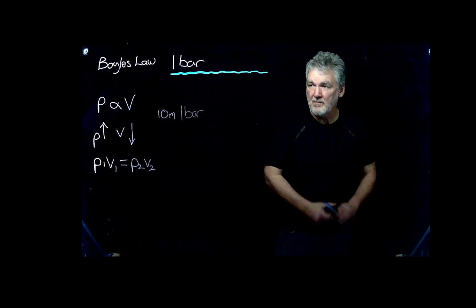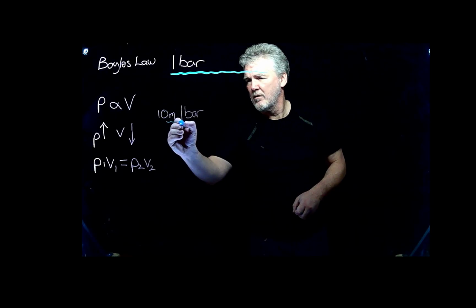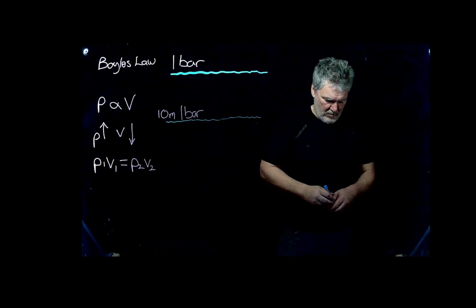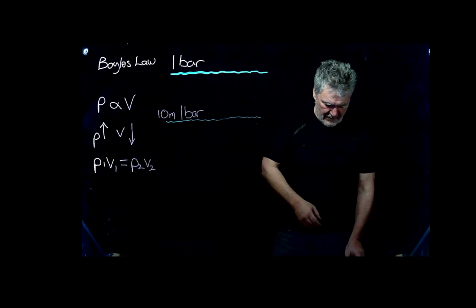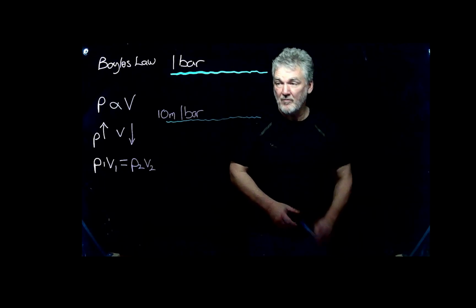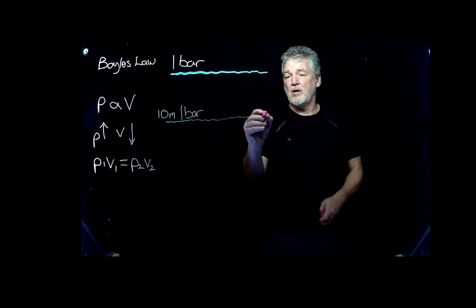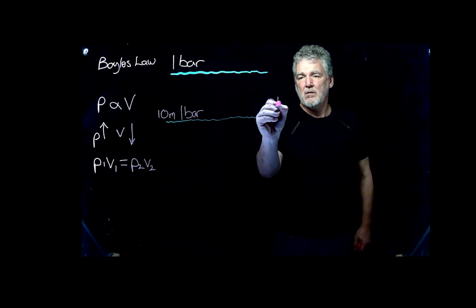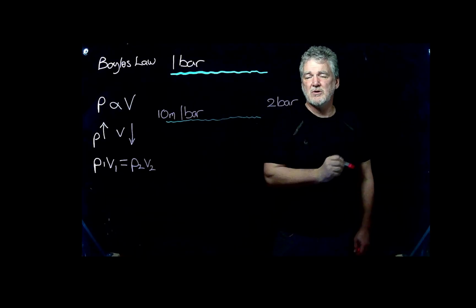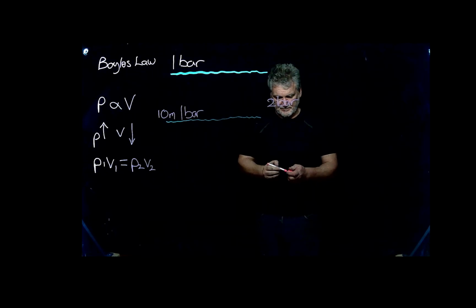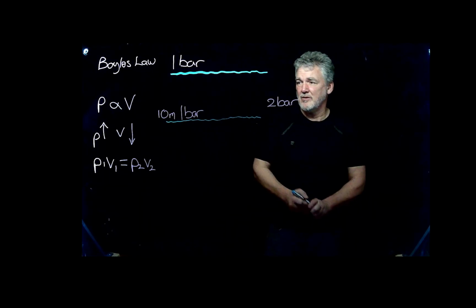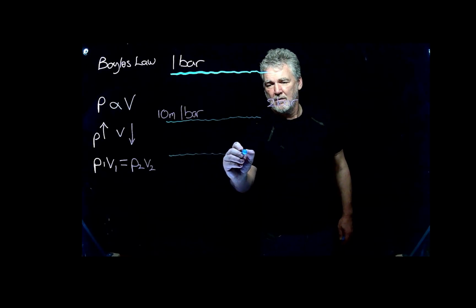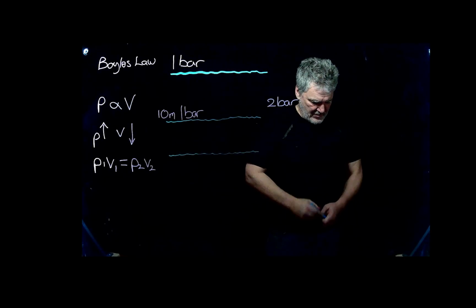So here we are at 10 meters. So now what we have is the combined pressure of 1 bar of the atmosphere and 1 bar of the water. So our pressure is now 2 bar. We're going to go down another 10 meters. We're going to go to 20 meters now. Another 10 meters of water.